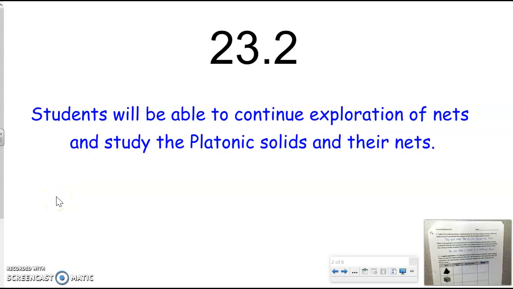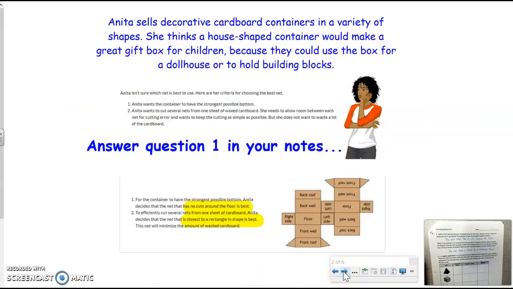All right, today in topic 23.2, we're going to talk a little bit more about nets from yesterday, and talk about what a platonic solid is and what their nets look like. So on your homework yesterday, you had to create a net for a house. Let's look at your classmates' different nets that they came up with.